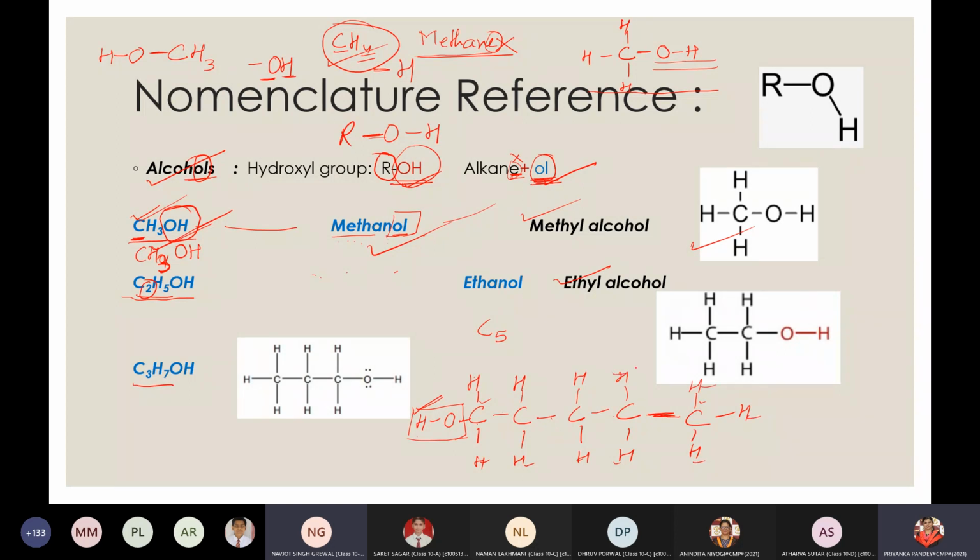C5H11OH. One hydrogen is being removed and it is being replaced with OH, or radical alcohol. I'm giving you 2 minutes. Write the structures for the first 5 compounds of alcohols. The first 3 are being displayed right now and the next 2 in the next slide. So just 2 minutes I'll give you.